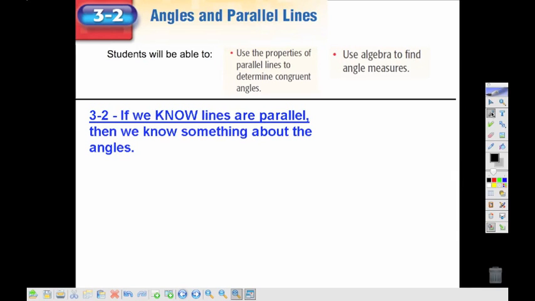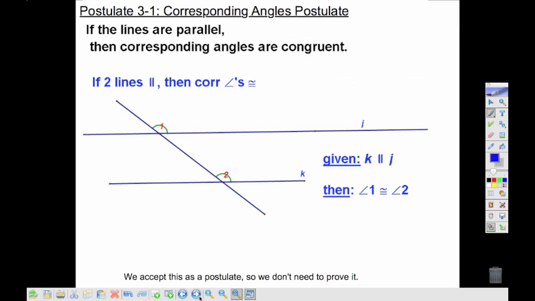In section 3.2, we're looking at parallel lines, and we're noticing that if we know that lines are parallel, then we'll know something about the angles. So we're going to use these properties of parallel lines to find congruent angles or to find other angle measures when we're dealing with parallel lines. Now all these are going to be dealing with parallel lines and a transversal, so they're going to be using those special names from the last lesson.